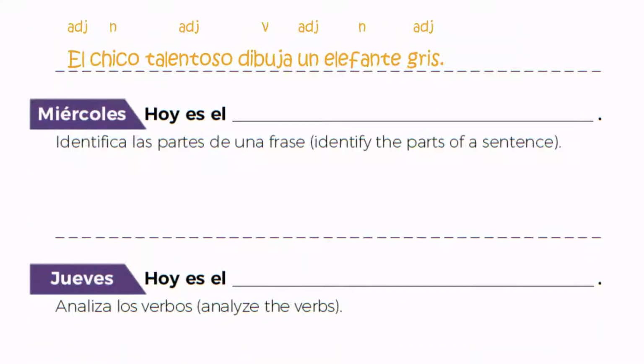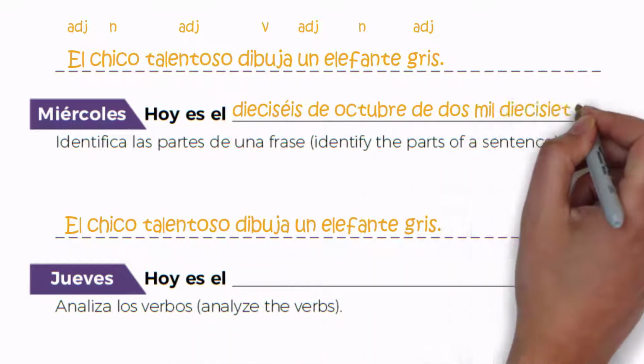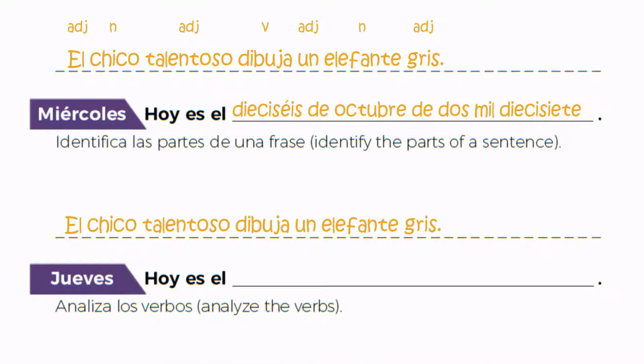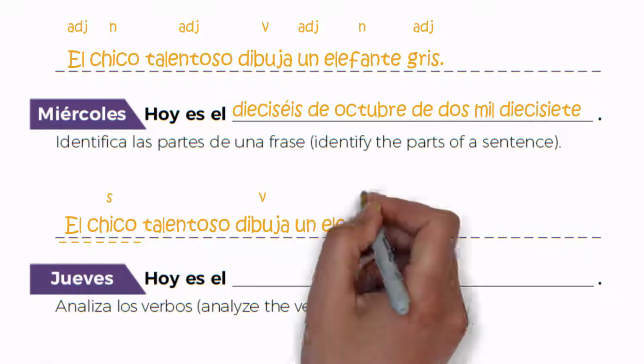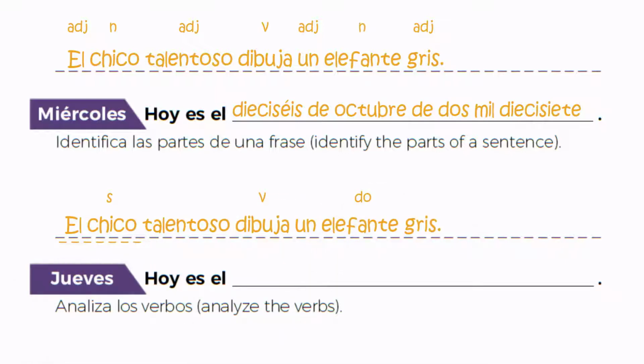We continue on Wednesdays with our normal routine of writing the sentence and the date, but now we're identifying the parts of a sentence. I have my students identify the simple subject, the complete subject, the verb, and then the direct object or indirect object if there are any.